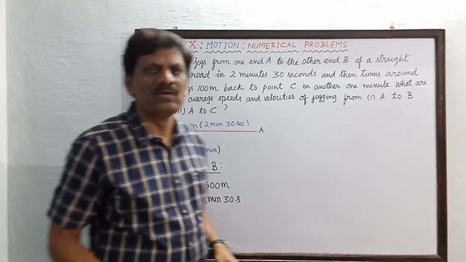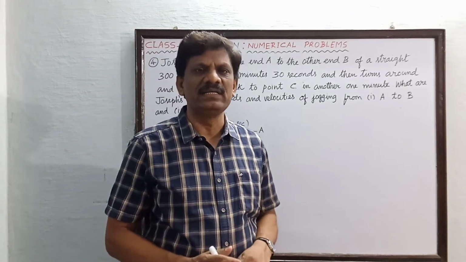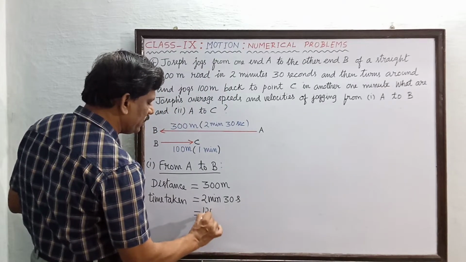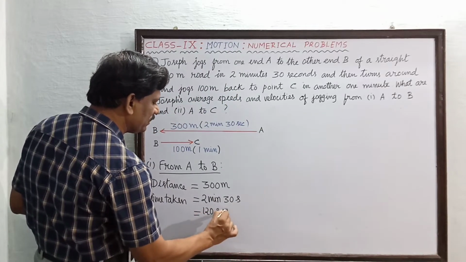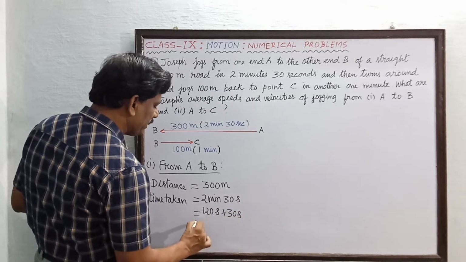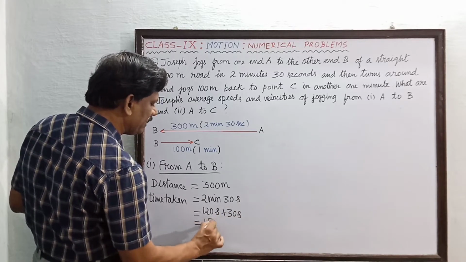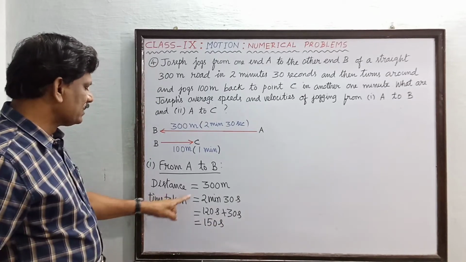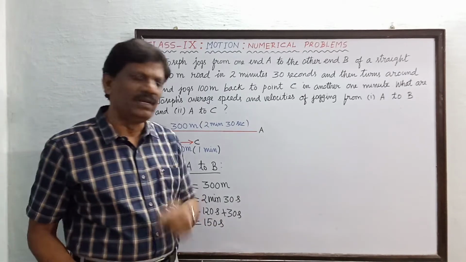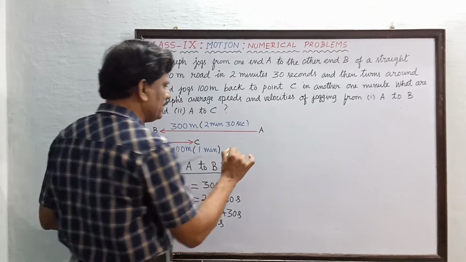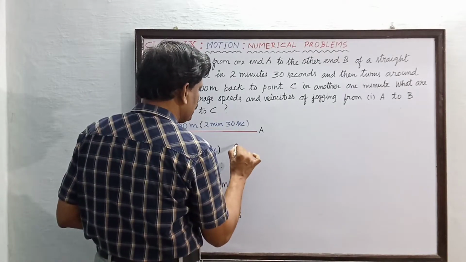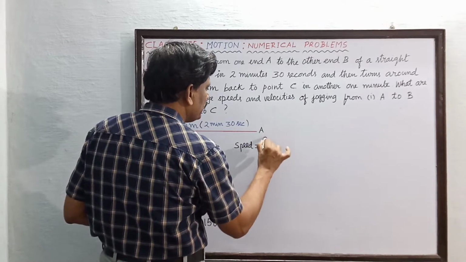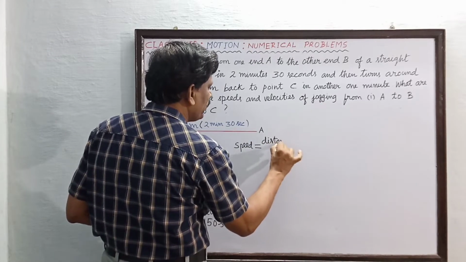2 minutes is equal to 2 into 60 seconds, is it not? It is 120. So this is equal to 120 seconds plus this 30 seconds. So this is equal to how much? 150 seconds. So the distance traveled divided by time taken will give you the speed, is it not?